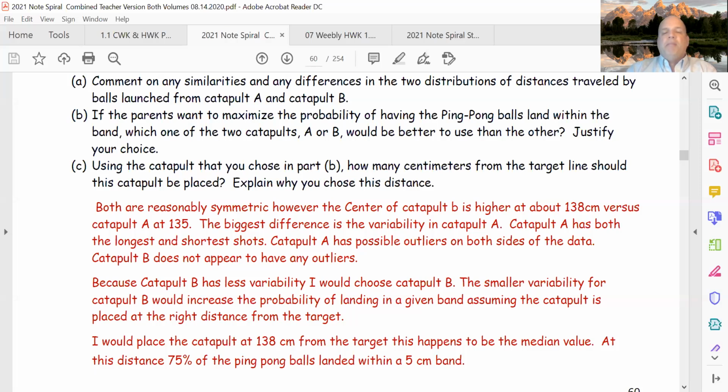So in conclusion, for part C, I would place the catapult at 138 centimeters from the target. This happens to be the median value. At this distance, 75% of the ping pong balls landed within a 5 centimeter band, and that means I'm a winner, or my child will be a winner 75% of the time.